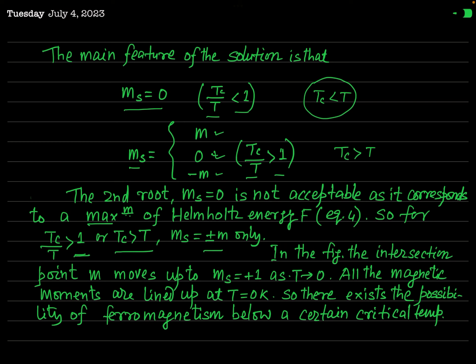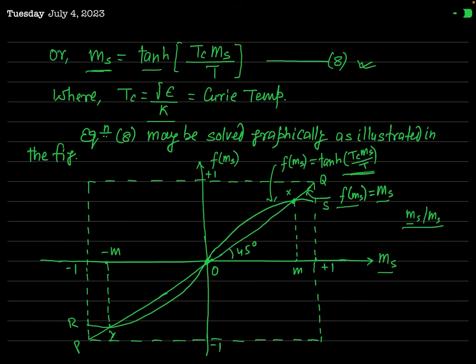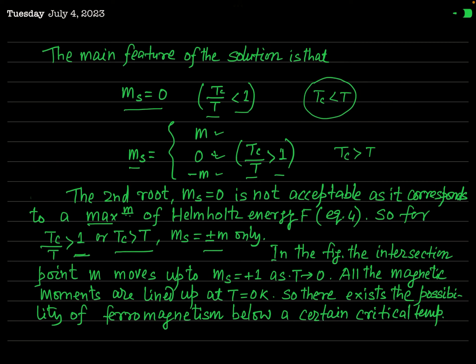Now you can see that in this figure the intersection point M moves to plus 1. Okay. And on this side it moves to minus 1. So actually this intersection point M moves to plus 1 as T tends to 0. Okay. And all the magnetic moments in this condition, when T tends to 0, are lined up at 0 Kelvin temperature. It means all the magnetic moments are in the same direction.